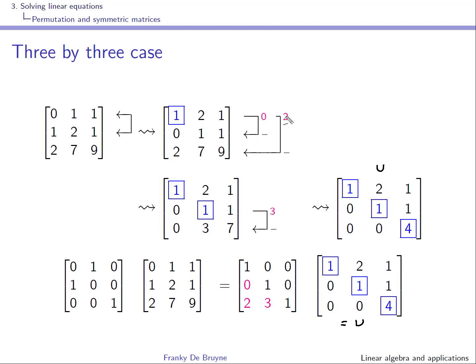The multipliers are over here, so this is L, but this is the LU decomposition of this matrix over here. In order to obtain this matrix from A, you need to use a permutation matrix. So you have PA is equal to LU. Here we have exchanged rows 1 and 2. So you start from the identity matrix and you exchange these rows, and this is indeed the permutation matrix that you obtain.